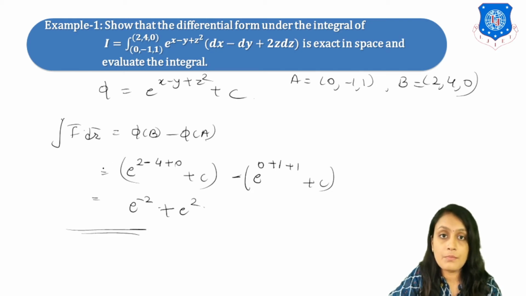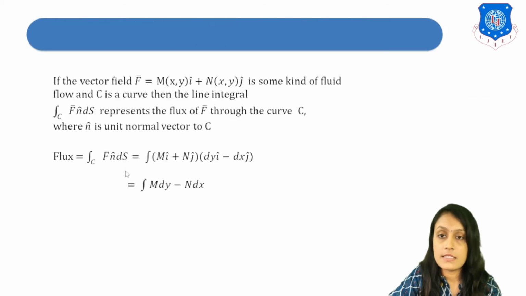So in this example, first we found that curl of f bar is equal to 0, so we can say that it is exact. Then we have to find a scalar potential function phi. After finding the scalar potential function phi, we apply this formula, phi b minus phi a. Substitute the values of b and a and simplify, and you will get your answer.